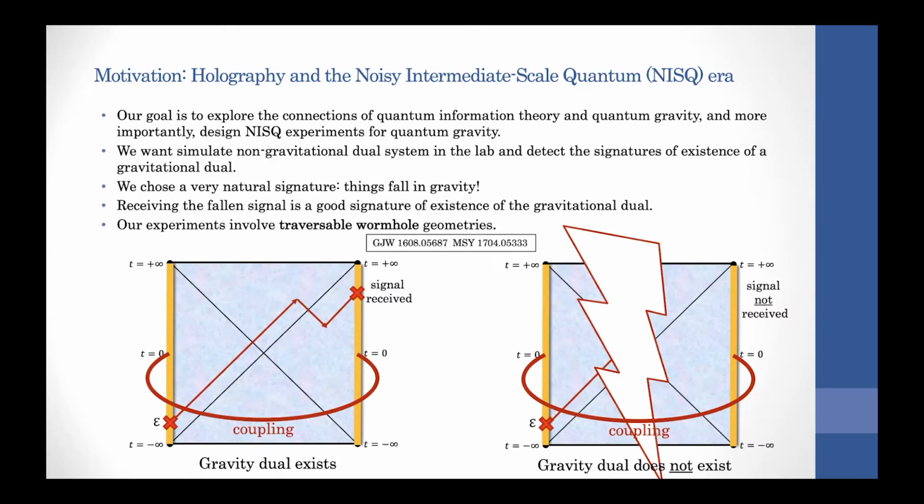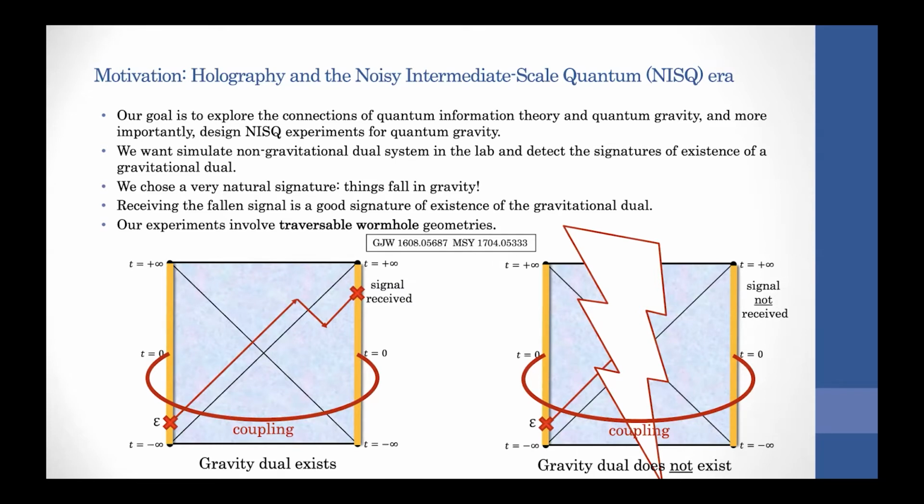From the potential signatures of a holographic dual, we choose a very simple one, and that's basically the fact that things fall in gravity. So we want to simulate the boundary of a system and see if things fall in the gravitational bulk, as we expect from gravity. The basic setup is this traversable wormhole setup, where you have two boundaries and you release a signal from one boundary. You act by some coupling that I'll explain later, and then you expect to receive the signal from the other side of the system.